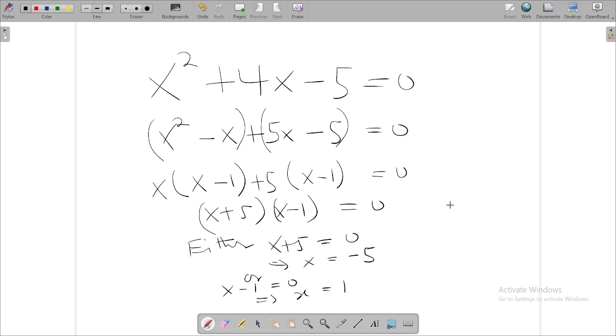So let's conclude here. Therefore, our x is equal to -5, or our x is equal to 1. That is all about it.